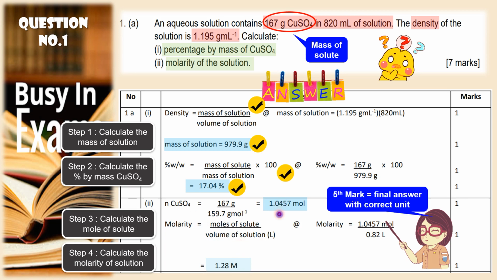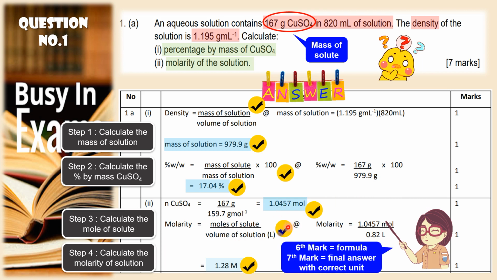Mark number 5 refers to the final answer with correct unit, that is mole. Then number 6 refers to the formula of molarity or the substitution. And then the final mark would be the final answer with the correct unit, that is molar. For the final answer, you can write your answer in 2 decimal places.